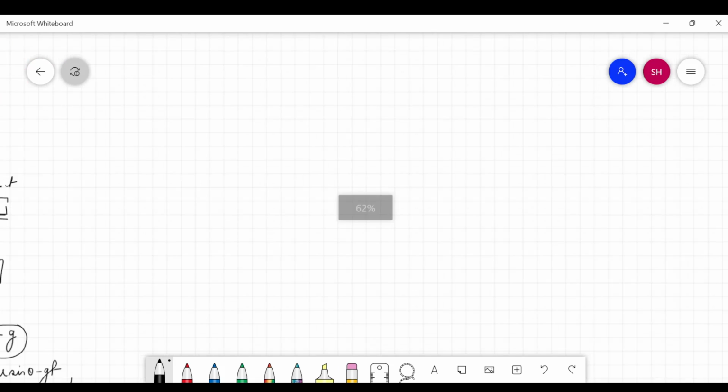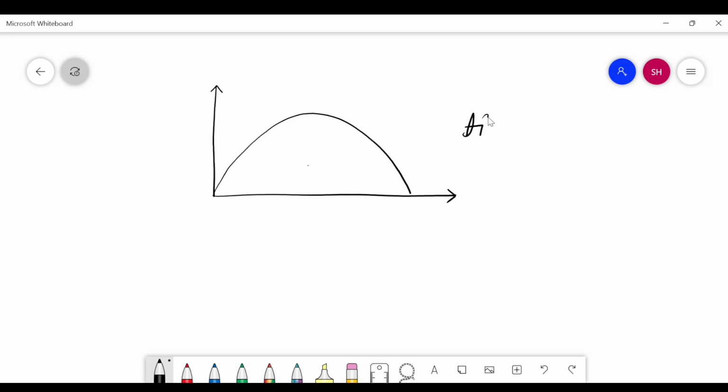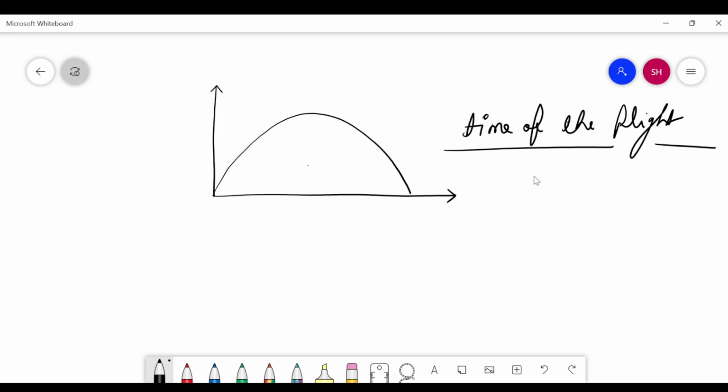Now let's talk about two important components, which are the time of the flight. How will we measure the time of the flight? In a projectile motion, the initial velocity is u, and how much time this particle will stay in the air without contact with the ground, that means how much time it will stay in the air, will be called the time of the flight. Let's call it time of the flight, T_F.